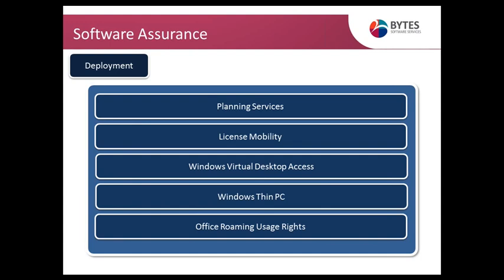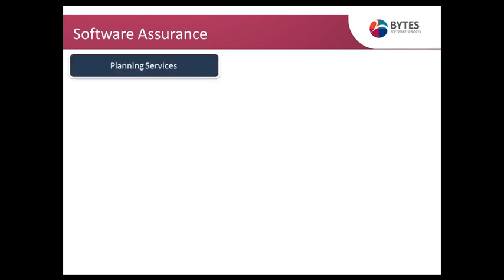Windows Virtual Desktop Access: if you've got software assurance attached to your desktop operating system and you're interested in doing VDI, then this allows you to license Windows which is being hosted on a central server. It also gives you access to Windows Thin PCs, so you can use legacy devices to run terminal services-based sessions. Software assurance also gives you roaming usage rights on Office, so you can access your Microsoft Office applications using virtualization technologies from any device outside of your organization.